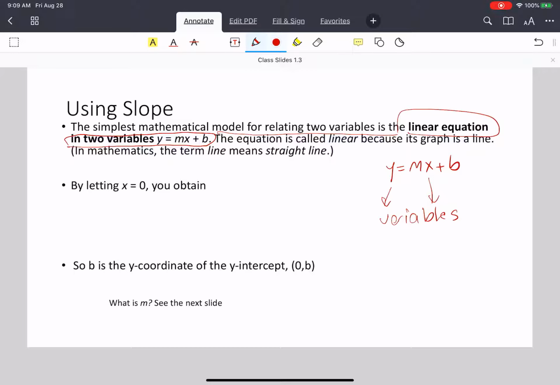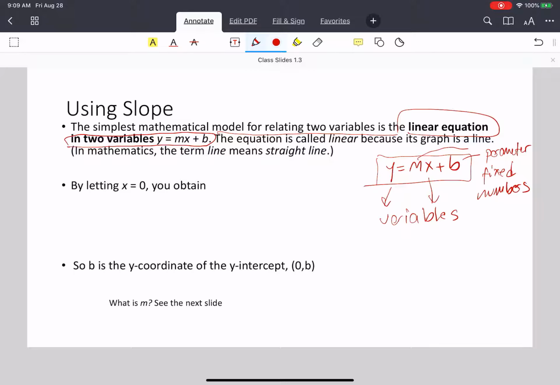And although m and b look like variables, in mathematics these are what we call parameters. So these are generally fixed numbers or quantities. So this is a general form to represent a linear equation. The equation is called linear because the graph of an equation like this always looks like a line. So y equals mx plus b, any equation like this is always going to represent a line.